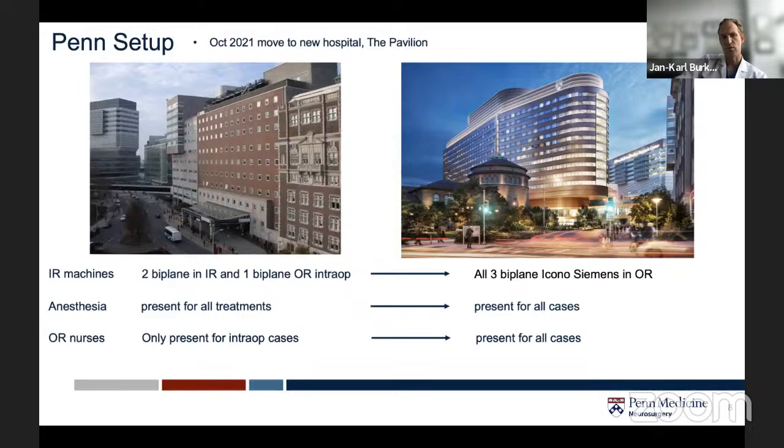Also the OR nurses, who were only present for intraop cases and are usually OR-trained nurses, are now present for all our cases, including endovascular treatments and angiography, and need to know all of these details. And our techs: before, we had separate techs. In the OR, the techs would also cover other procedures for X-ray techs, like spine procedures. Now we have only one group of techs in the OR, and they're all neuro IR techs. So that was also a big change.